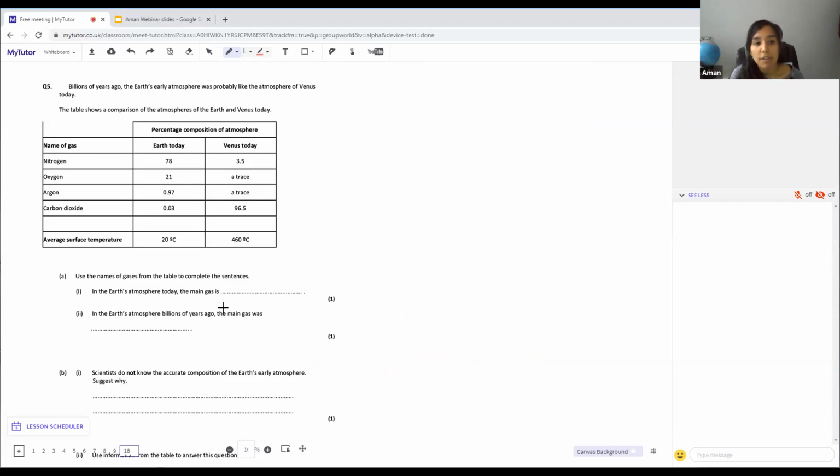So in the Earth's atmosphere today, the main gas is what? You can either look at this table or remember the pie chart that I showed you. Yes, oxygen only goes around as a gas as a paired molecule, O2.